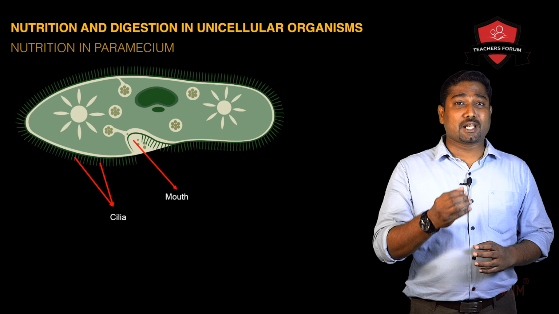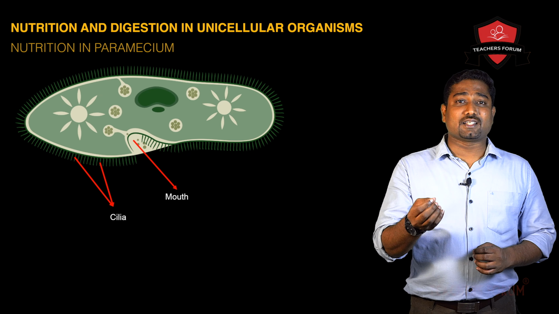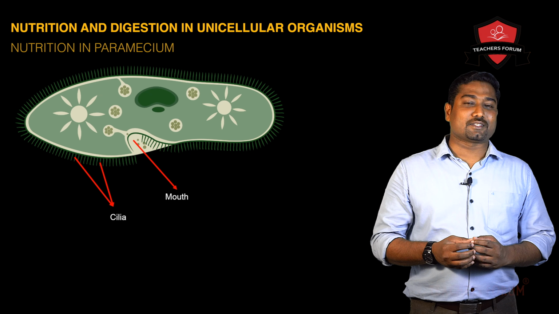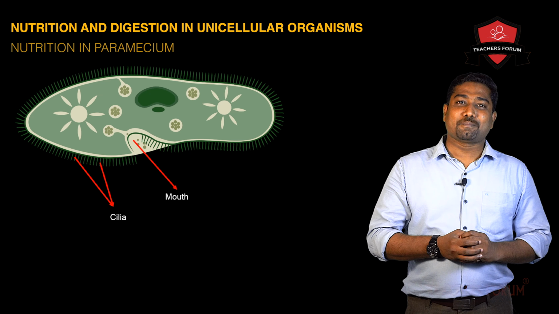So cilia help to direct the food particles to the mouth, and the food particle is taken inside the paramecium and later digestion happens. And the undigested food materials are later thrown out from the paramecium.